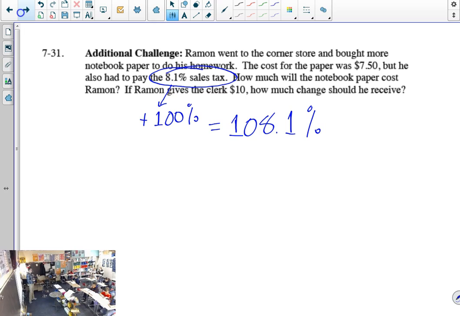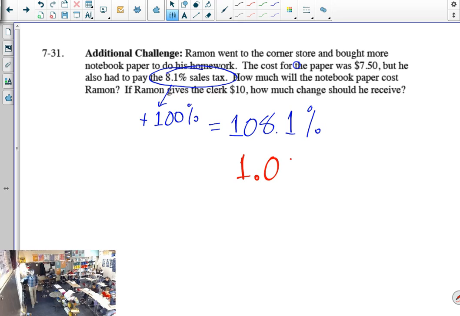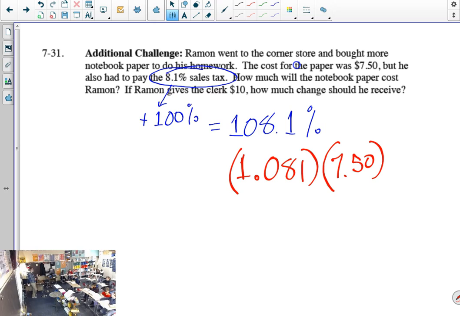Then, if we want to turn this into a scale factor, percent tells me divide by 100. When we divide by 100, this becomes 1.081. That we multiply by the price of our paper, and we get our final price. So if Ramon has 10 bucks with him, does he have enough money?